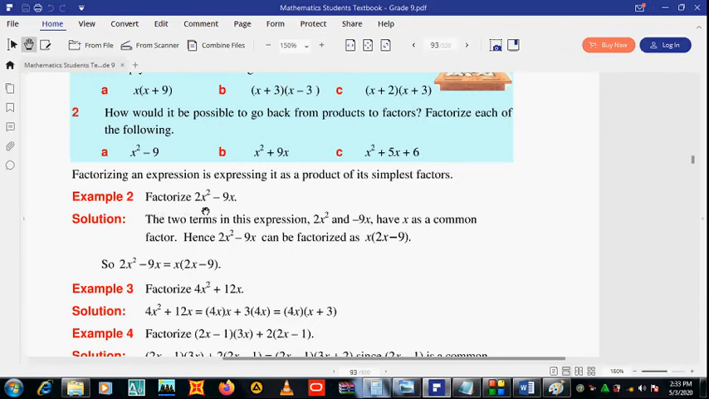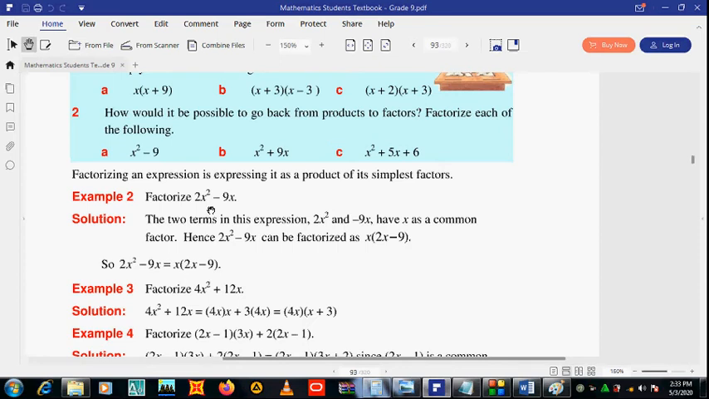Example 2: factorize 2x square minus 9x. The two terms in this expression, 2x square and minus 9x, have x as a common factor. x to the power of 1 is the common factor. There is a maximum of x square and a minimum of x to the power of 1. Therefore, x to the power of 1 is in both terms, in 2x square and in minus 9x.